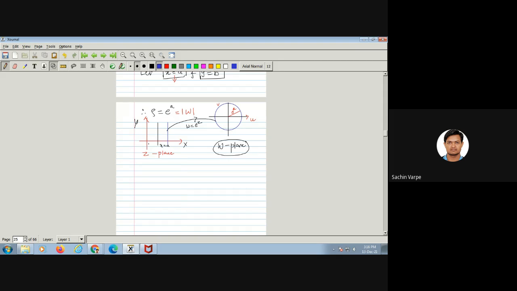If I take x equal to 0, what does x equal to 0 mean? x equal to 0 means the y axis, right? Yes or no? Do you know this? Yes. So where does the y axis get mapped? Substitute a equal to 0. x equal to a we are taking to be 0, so e to the power 0 will be what? 1. That means rho equal to 1.